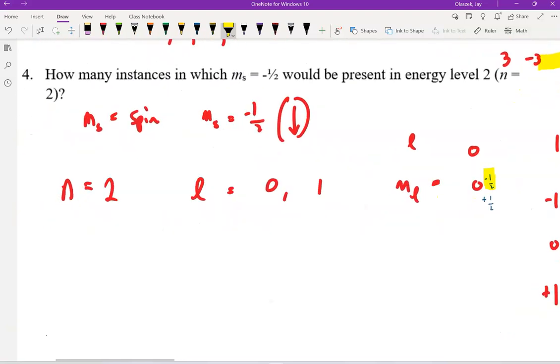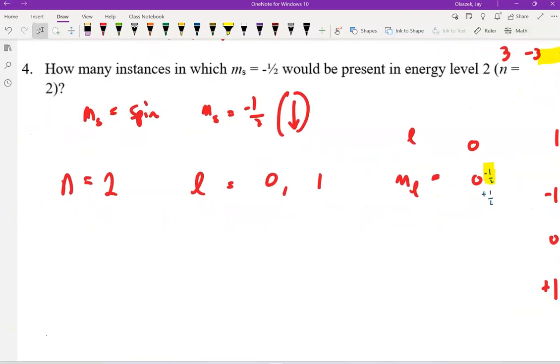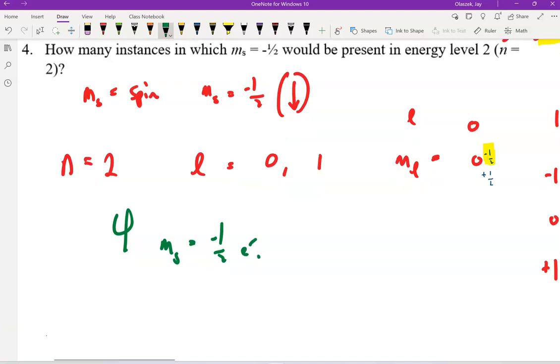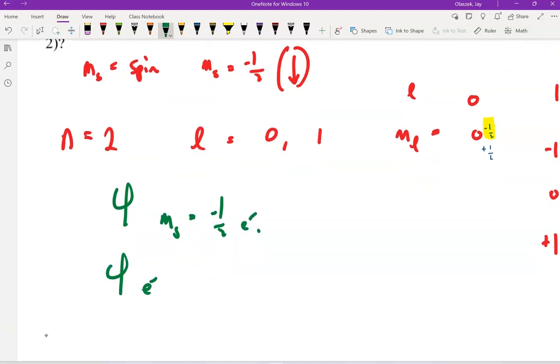How many instances in which M sub S equals negative 1/2 could be present at energy level 2? 4. In other words, you've got 4 electrons that are spinning in the down direction.